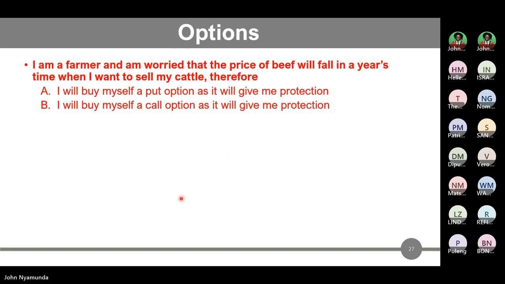Now I'm just testing your understanding of the theory. I am a farmer and I'm worried that the price of beef will fall in a year's time when I want to sell my cattle. Therefore, A or B. If you want to write the whole sentence, or you can just say A or B. Make your choice. No calculation needed. This is just to test theory so that you understand how options work. There's no reason why anyone should not answer that question because it's really theoretical.